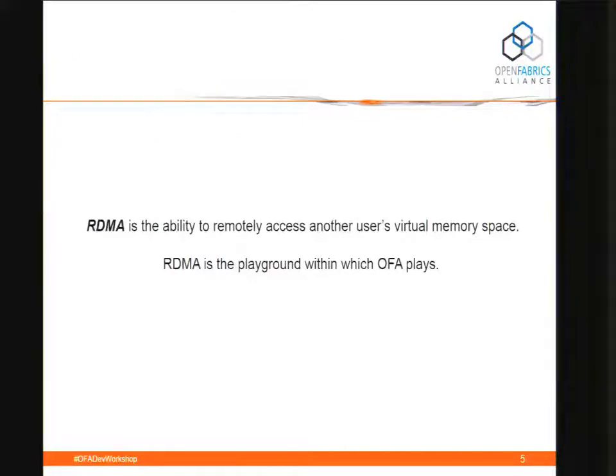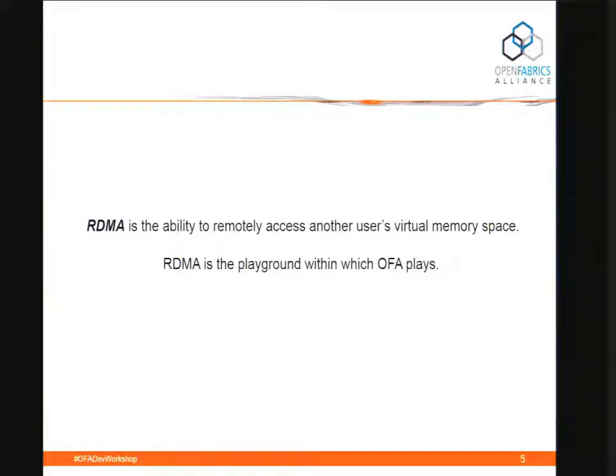So let me give us, I won't even call this a definition because a definition is way too strong a word. Let me call it a description. And here's where I'm going to ask you to stretch your thinking just a little bit. I'm going to play a little quick game with you. If I say the word RDMA, what's the very first thing that comes to your mind?